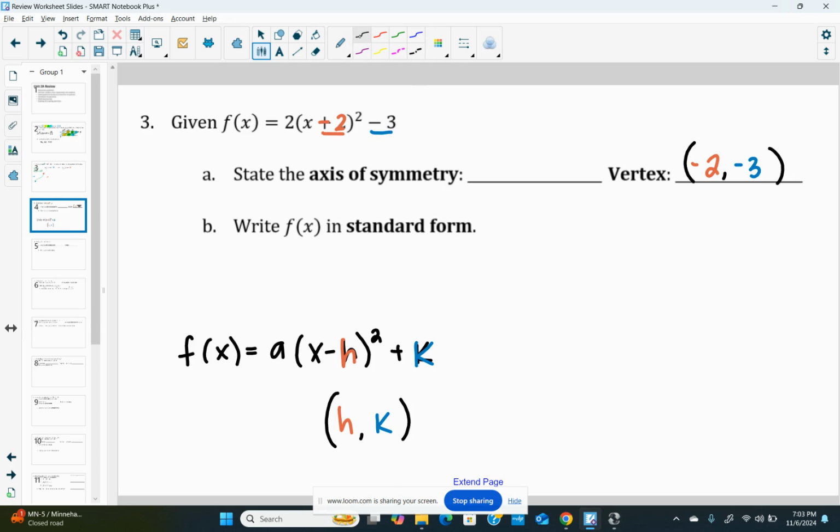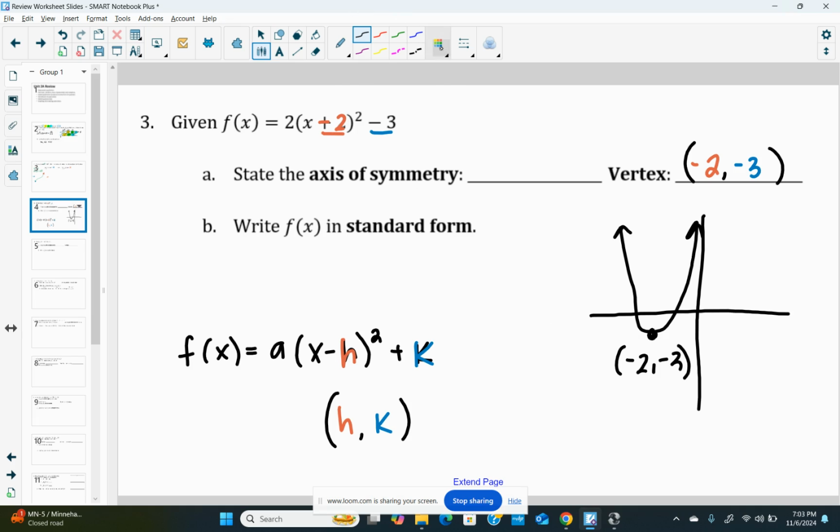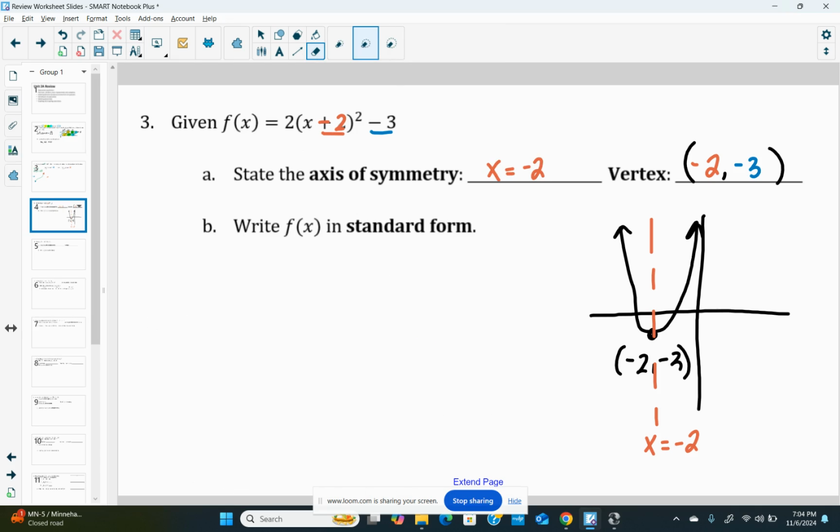And remember that your vertex is on the axis of symmetry. Okay, so we have something that looks like this. That's a terrible graph, but you get what I'm saying. So this is our vertex, negative 2, negative 3. And the axis of symmetry is the fold line. So it's the line that goes right through here, which is equal to that x coordinate. So in this case, x equals negative 2, but the axis of symmetry is always equal to the x coordinate of your vertex.